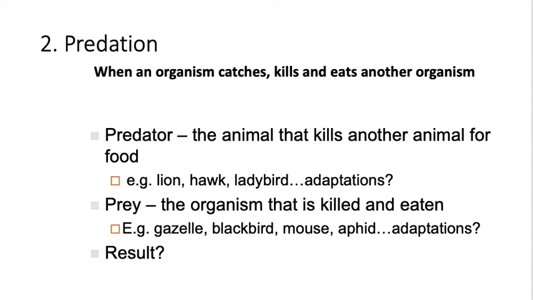And then the prey, that's the organism that's killed and eaten. Examples there would be your gazelle, your blackbird, your mouse, and your aphid. Adaptations there: if we focus in on the mouse, for instance, the mouse can run a lot faster than its predator, so it would use its quick running to evade a cat.